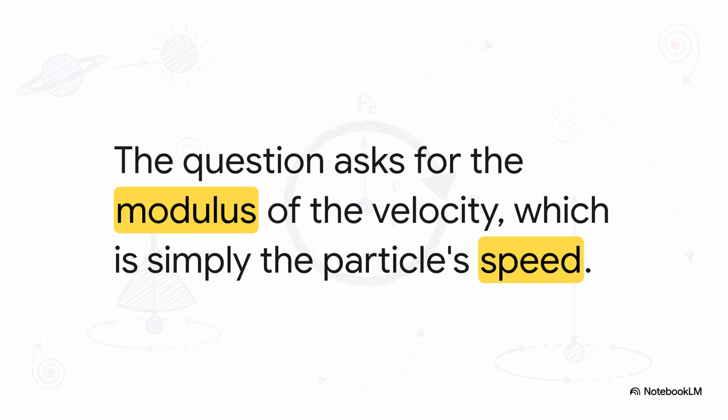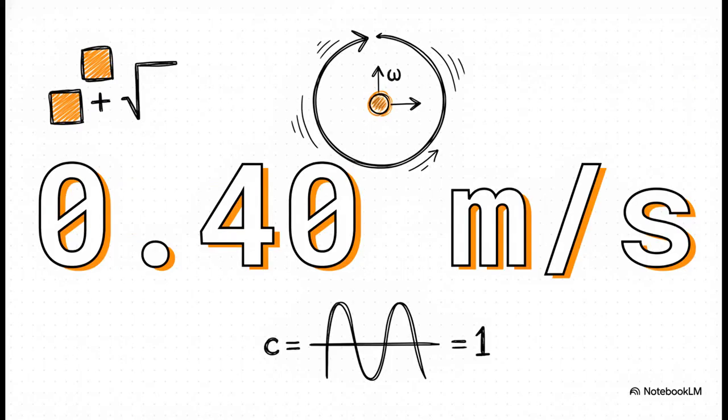That's just a fancy way of saying its magnitude, or simply the particle's speed. So to get that, we'll use the good old Pythagorean theorem on its components. The magnitude is the square root of the x component squared plus the y component squared. And what's great is that the sine squared and cosine squared terms add up to 1, leaving us with a really simple speed of just 2 omega r.